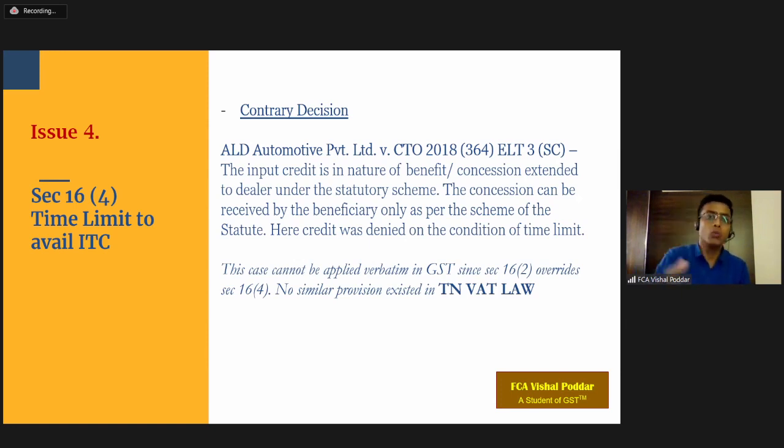So you can always counter this submission of the department with two pointers. One, GST ITC is more based on excise and VAT, so you should apply those decisions, and not VAT decisions, especially as VAT laws were different in each state. Second, if they are applying this particular case, you can counter that the Tamil Nadu VAT law is very different from GST, in the sense that in GST, 16.2 and 16.4 are separate sections. The 16.4, that is a time limit condition, is given separately, and 16.2 overrides 16.4. However, in the Tamil Nadu VAT law, all the conditions, including the time limit conditions, are given in the main section. So over there, following the time limit condition is inevitable, but in GST law, that is not the case.